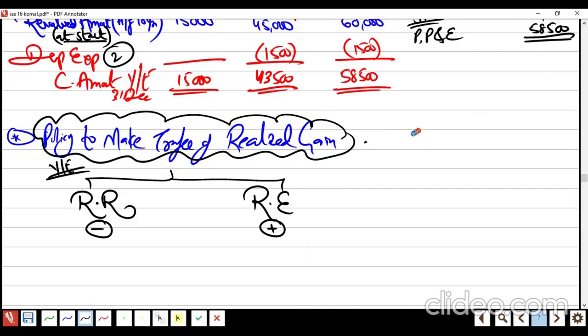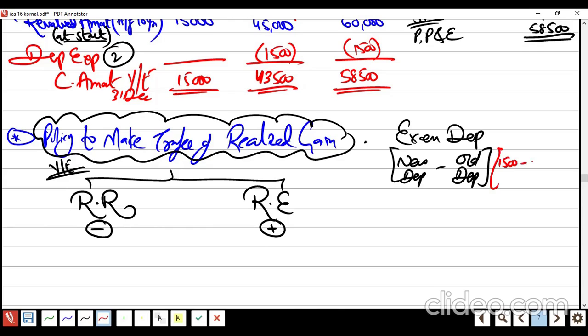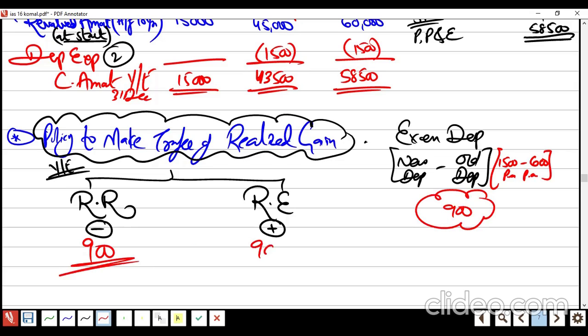So the difference is how much? 900. This is called excess depreciation. Excess depreciation means you take the new depreciation, deduct the old depreciation from it, and you have the answer. Here the new is 1500, the old one was 600 per annum, one year's depreciation. So the difference is 900, right? So 900 is deducted from revaluation reserve and 900 is going to be added in your retained earnings. Any problem?